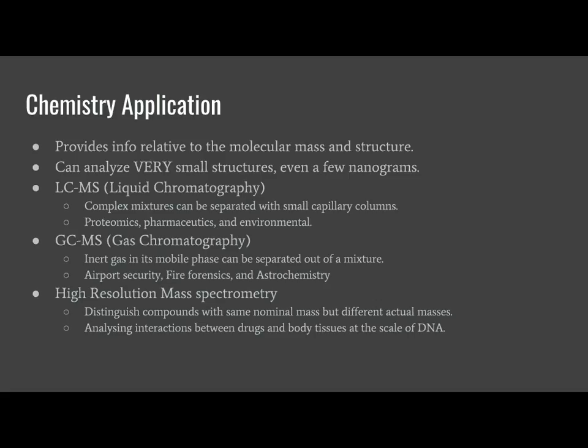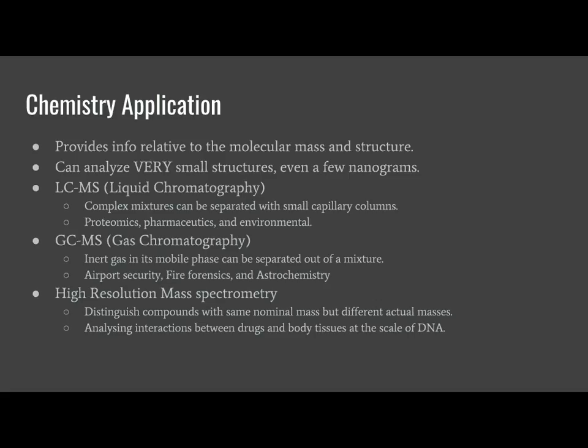How it's applied, it provides relative info about molecular mass and structure. It can analyze very small structures, even a few nanograms. The first example is liquid chromatography, which separates complex mixtures with capillary tubes. The most up-to-date tubes are about 100 micrometers in diameter, so you can put a very small amount in there, and that's really helpful because mass spectrometry actually destroys the sample.